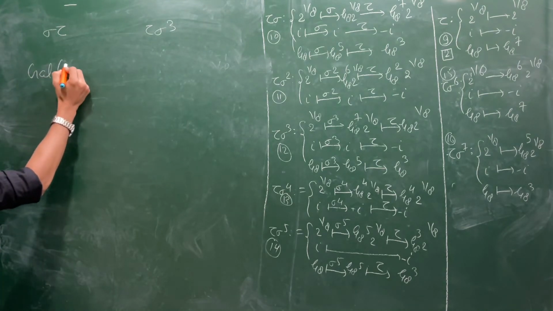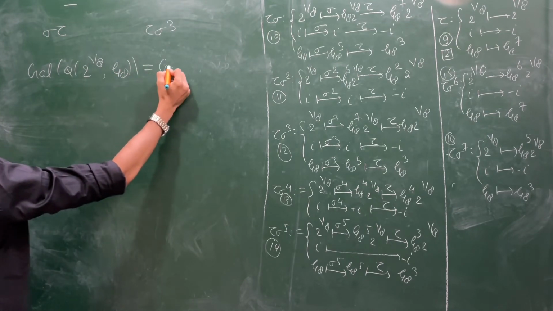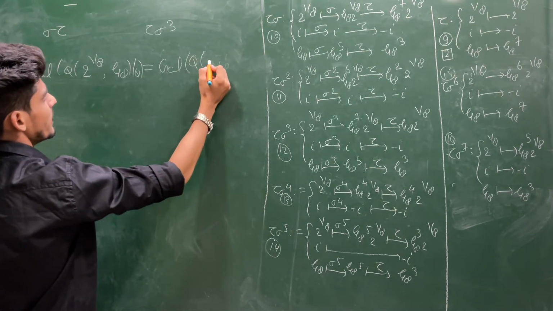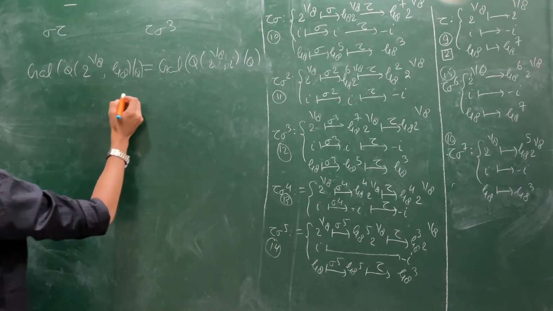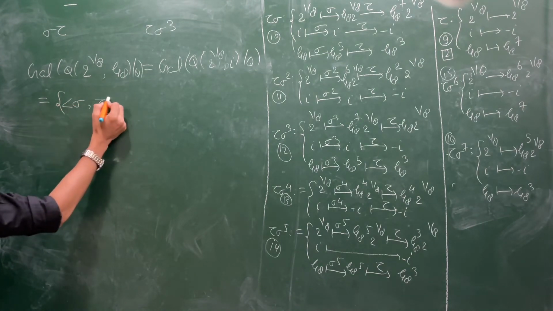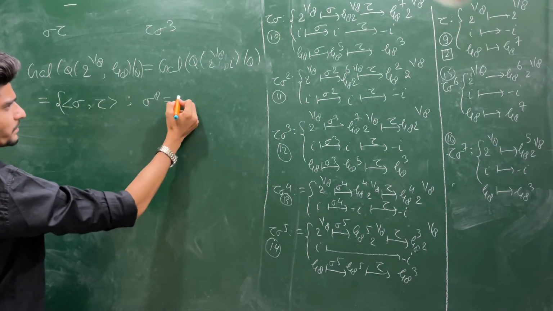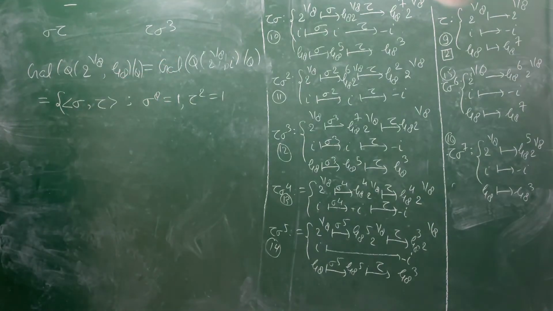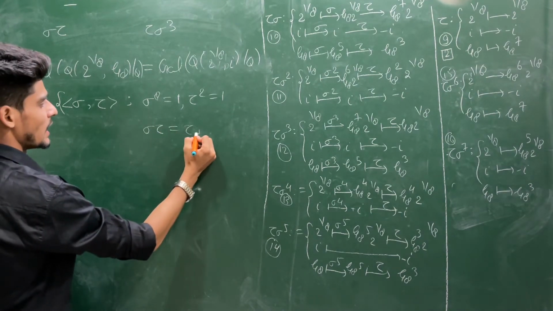The Galois group of Q adjoin 2 power 1 by 8, zeta 8 over Q, which is actually the same as the Galois group of Q adjoin 2 power 1 by 8, iota over Q. This group you can write as, say, generated by sigma and tau, where sigma to the power 8 is identity, tau squared is identity, which we have observed earlier, and sigma tau is the same as tau sigma cube.